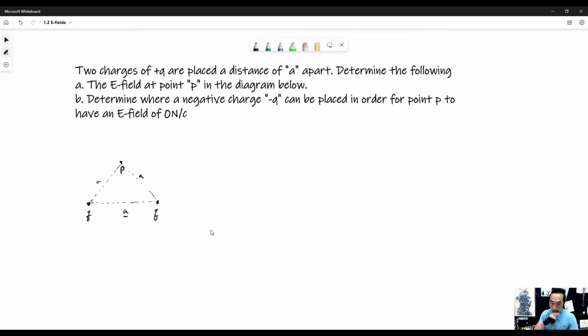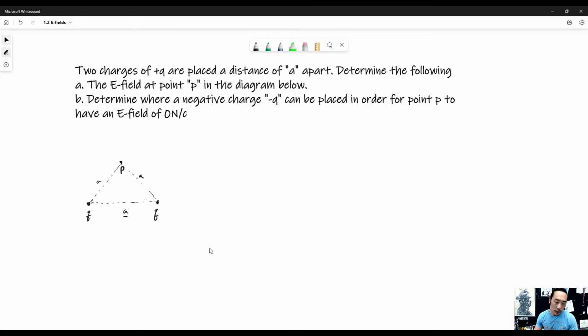Question A asks for the E field at point P in the diagram below. What is the E field at point P? So let's break this apart. Remember, the very first thing that you should always do is sketch out the scenario. I have a sketch here, and please pause the video and sketch it yourself.